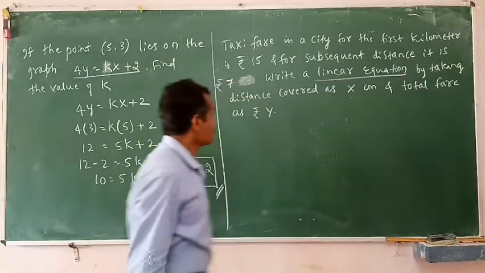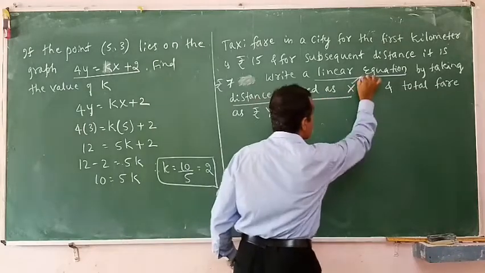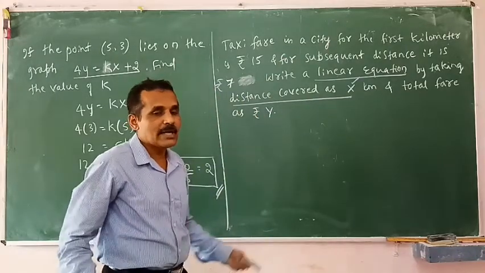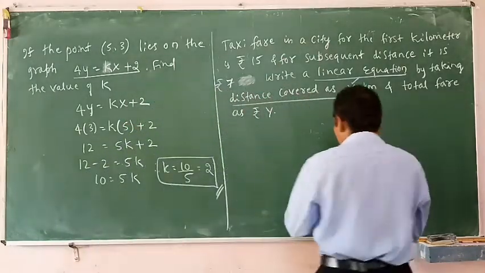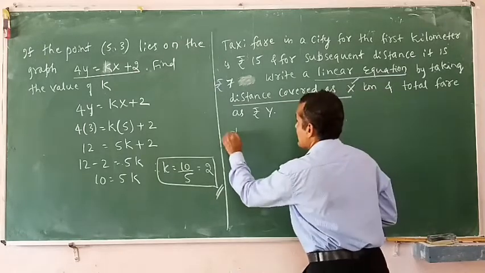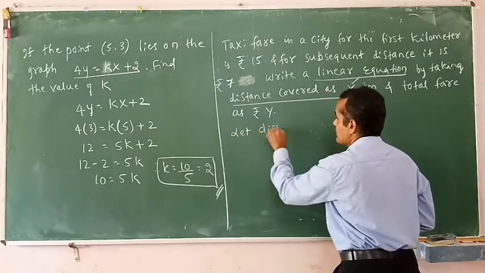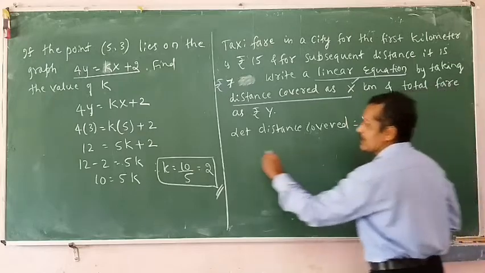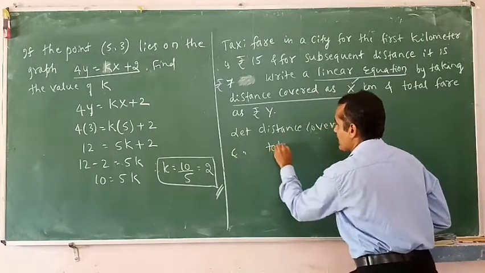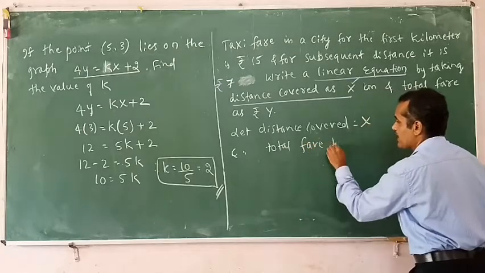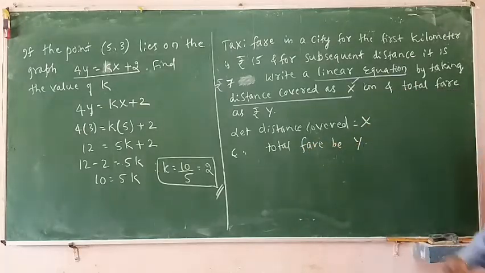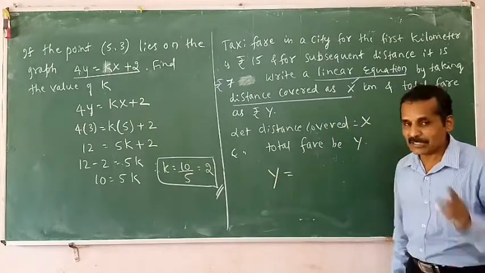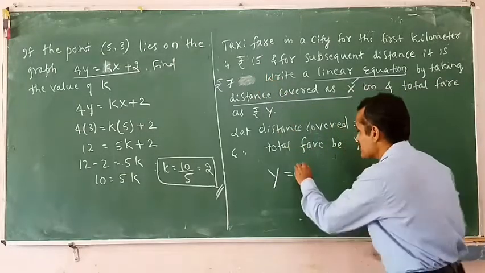Okay, how to start? Write a linear equation by letting the total distance covered be x and the total fare be y. Let distance covered be x, and let total fare be y. So I will write y is equal to, y means the total amount. Total amount is equal to, first kilometer 15 rupees.